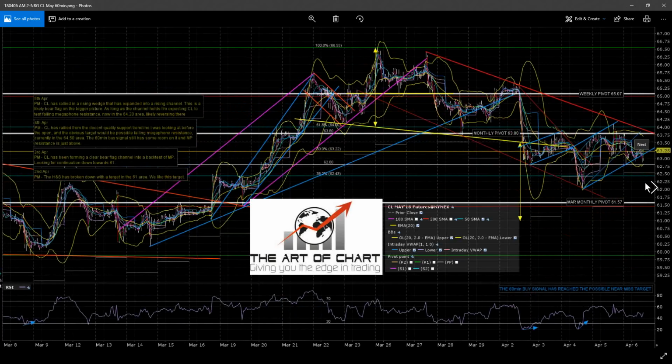Now, this doesn't mean we're necessarily going to head straight down, but it lost us the support of this nice channel support. So what I would like to see today is a test of the monthly pivot, and of course we've now got the resistance trend line crossing the monthly pivot. I would like to see a test of this trend line and a reversal, and that would take us down to the 61.5 area where we already have targets.